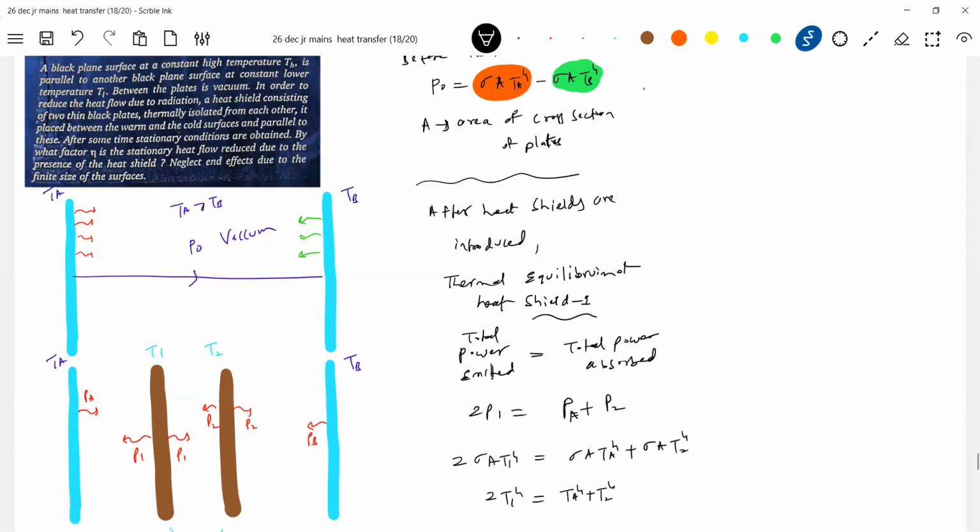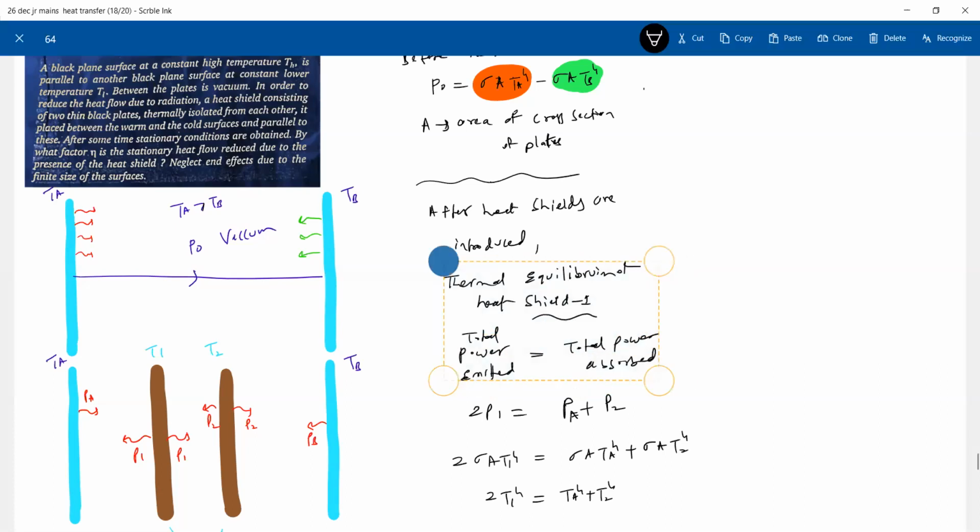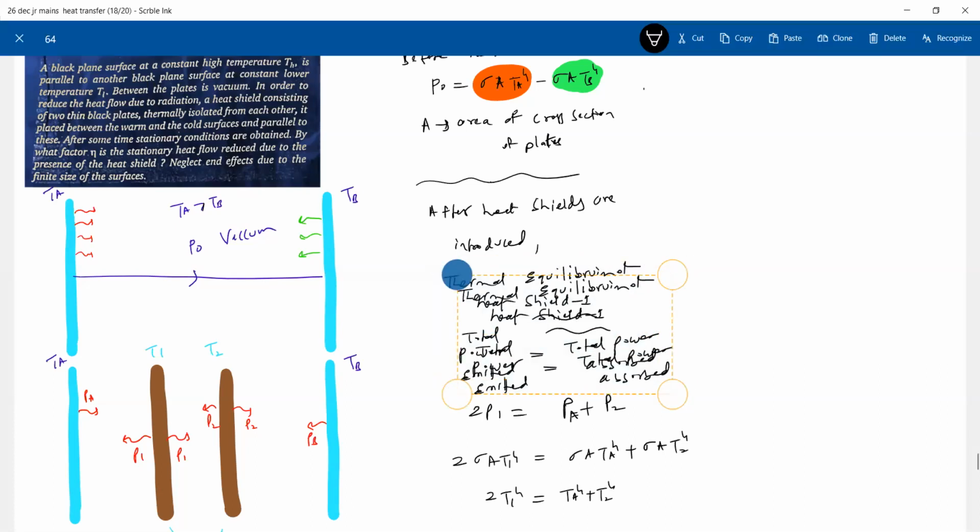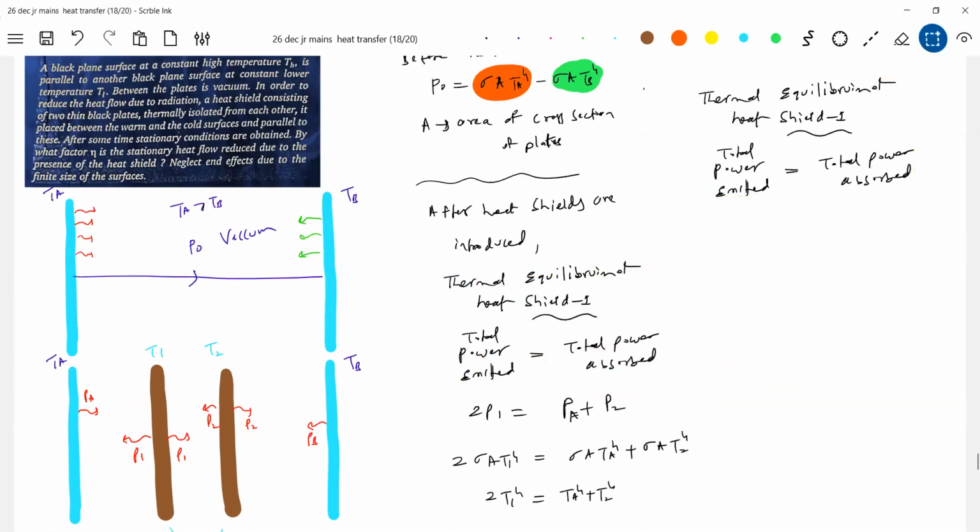Similarly, for thermal equilibrium of heat shield 2, we will discuss. Just some observation: if you practice, you can crack such numericals. The only problem is that you want to solve within 2 minutes. The first time, that is not possible. When you are learning, you have to put in effort, analyze, and think. Now, the total power emitted by it.